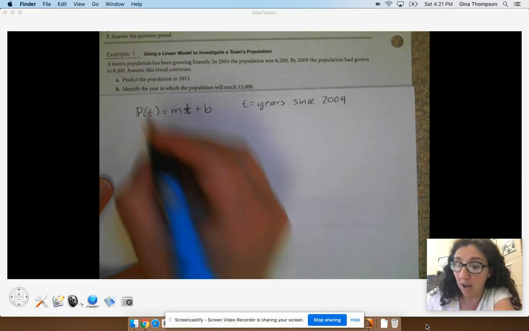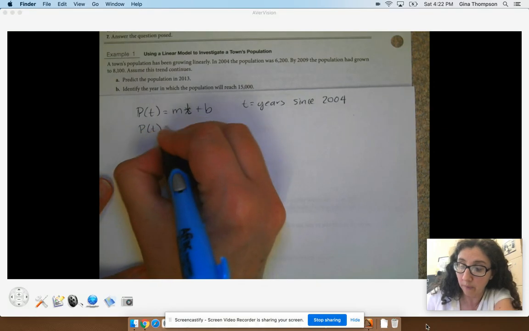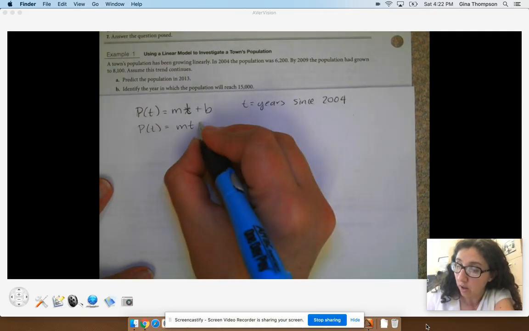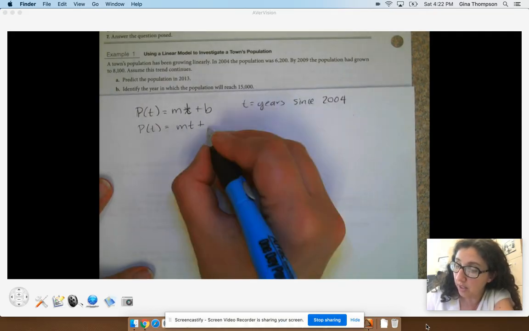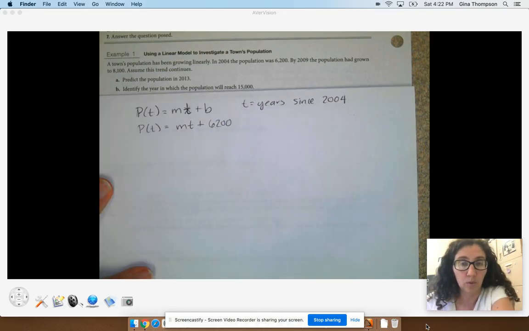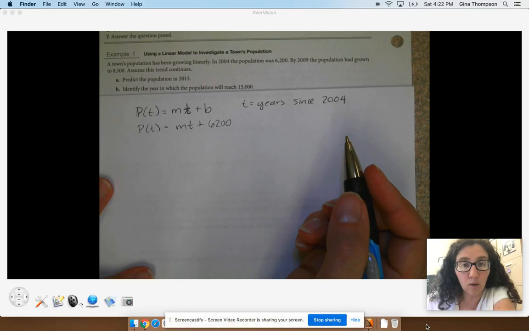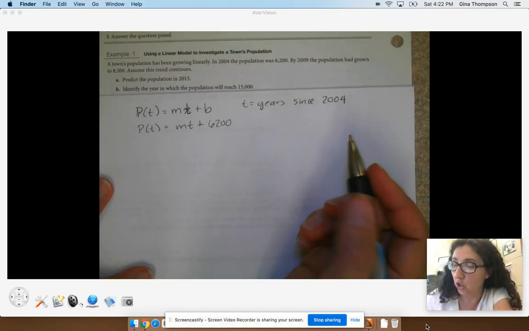That's pretty handy since that's our first date that we have. Then we would automatically know what? We know our y-intercept, right? Our initial condition. In 2004, it was 6,200. So that was nice. But we still need to find our slope, right? Our rate of growth of population.